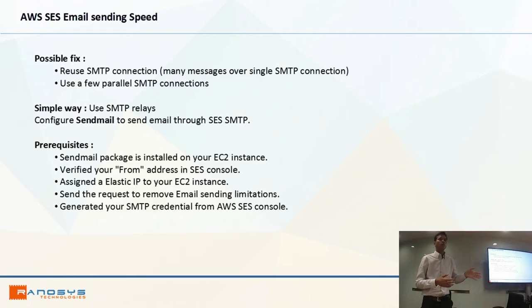And you have to request production access, because if you are still in the sandbox, you can send email only to a fixed number of whitelisted emails which you verified. And last one, you have to generate SMTP credentials. It's very easy. Just go to the SES console and download your SMTP credentials.